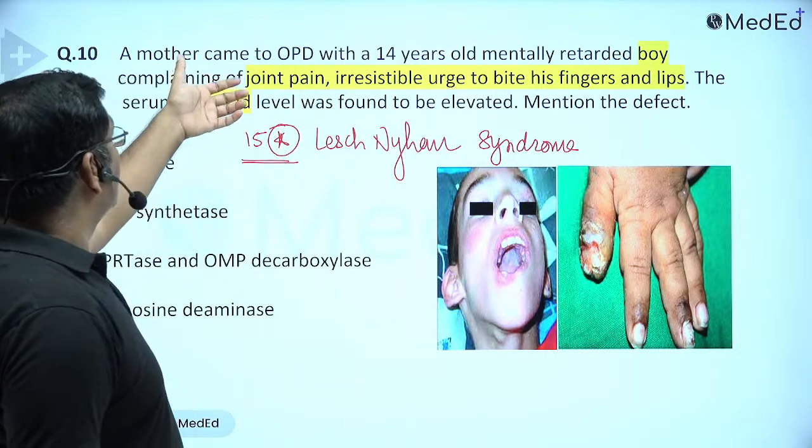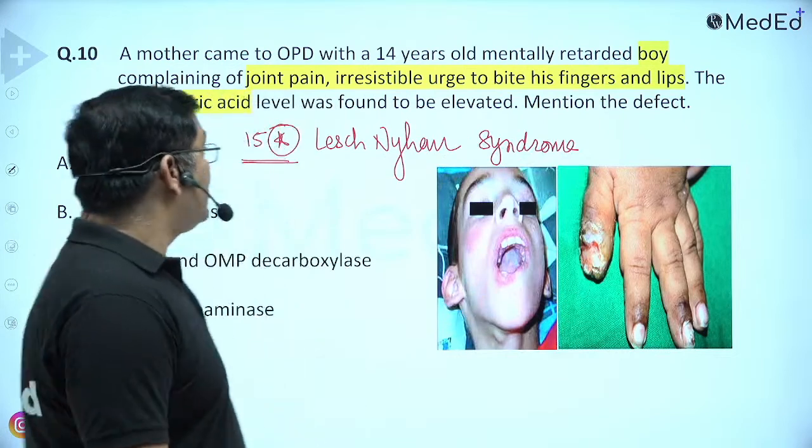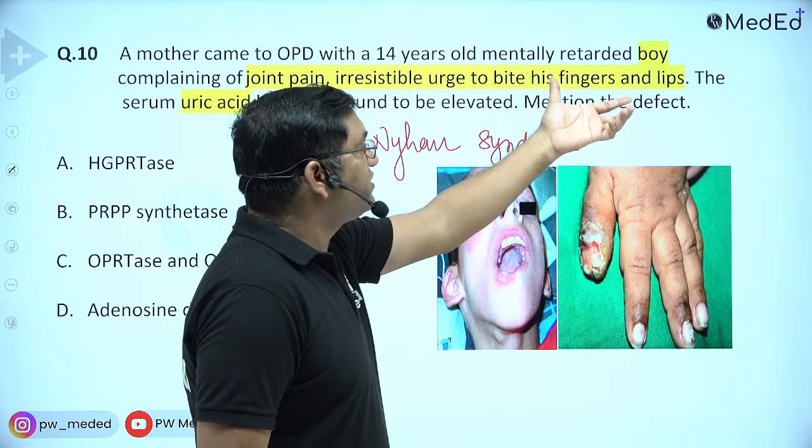See the case. Mother came to OPD with a 14-year-old mentally retarded boy complaining of joint pain and irresistible urge to bite his finger and lips.